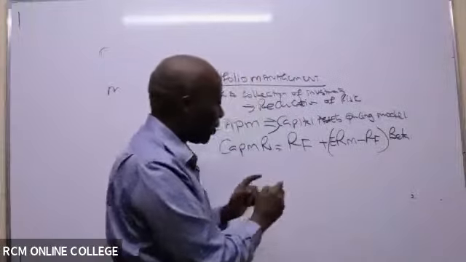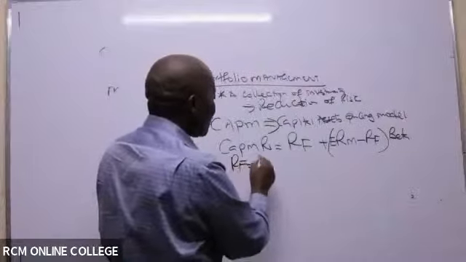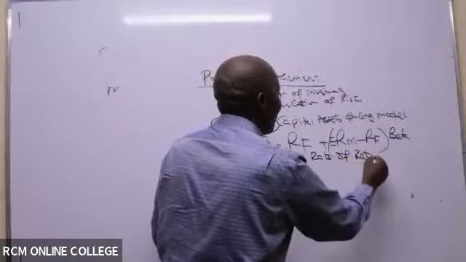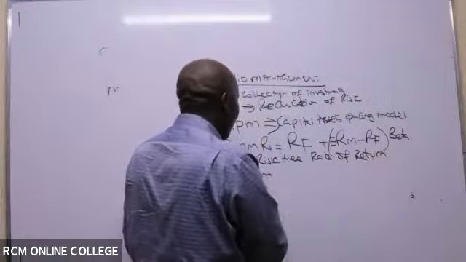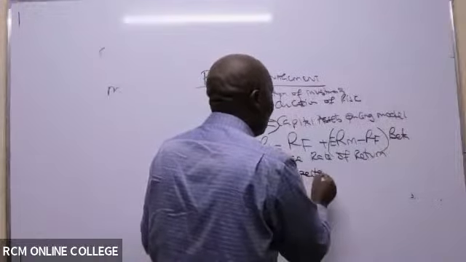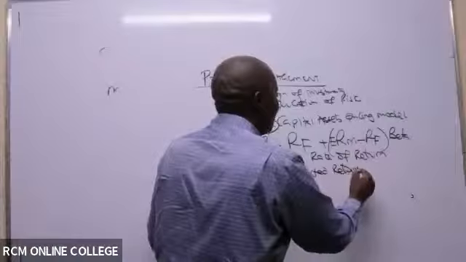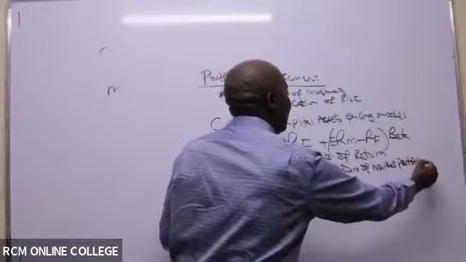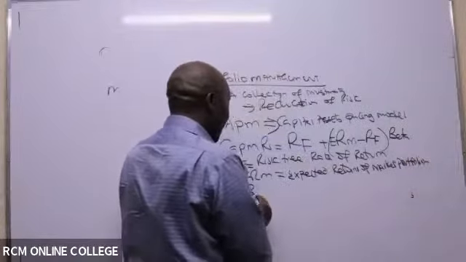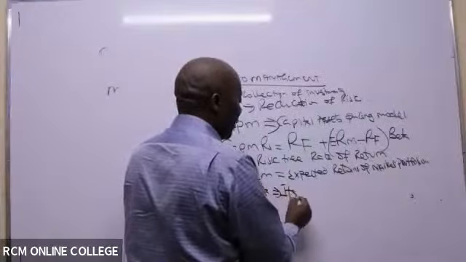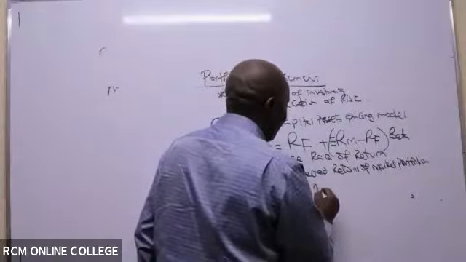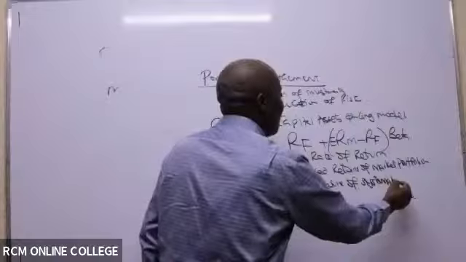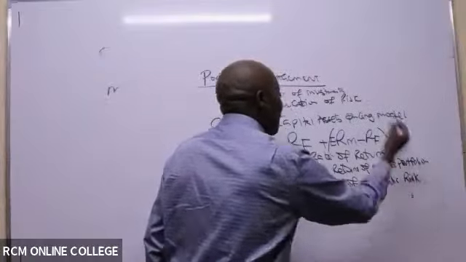Now listen, ladies and gentlemen, this RF stands for risk-free rate of return. This ERM stands for expected returns of the market portfolio. And then, of course, we have beta. This beta is a measure of systematic risk.